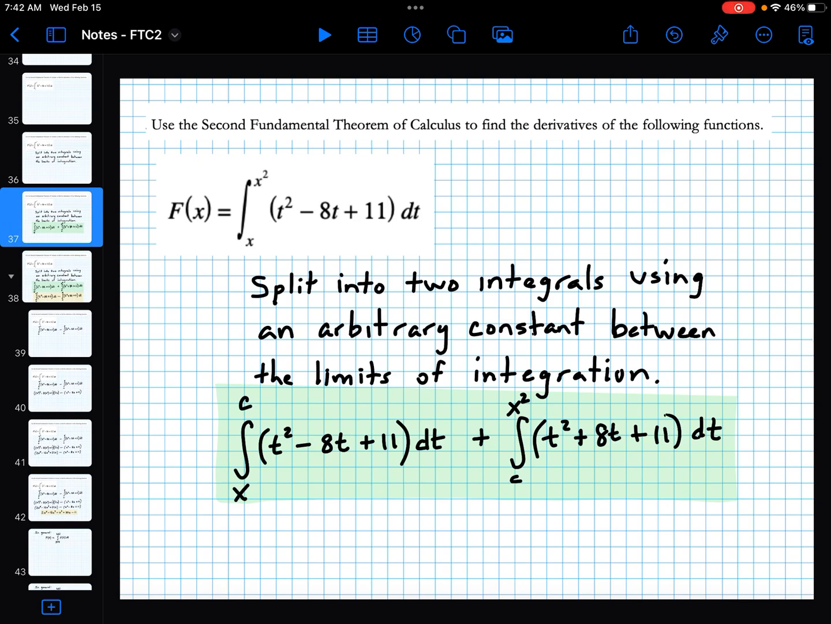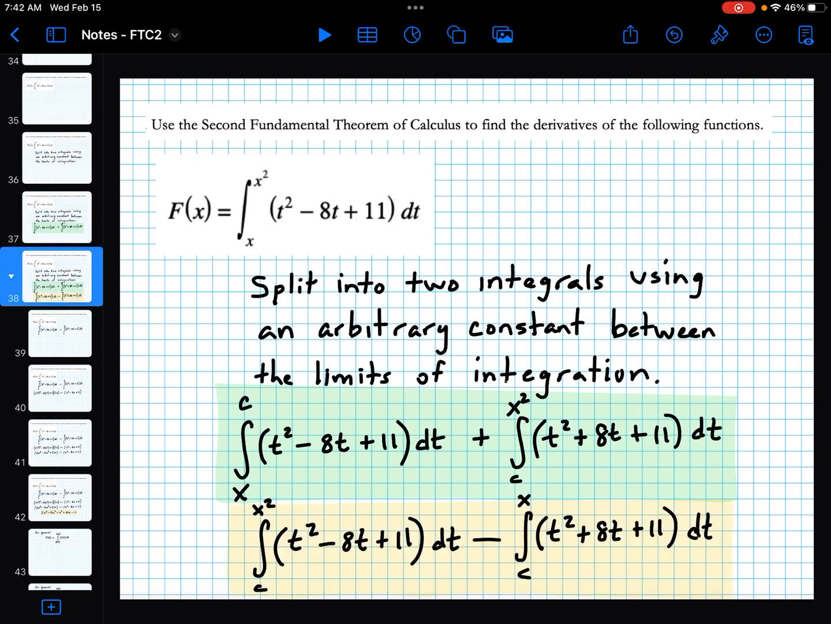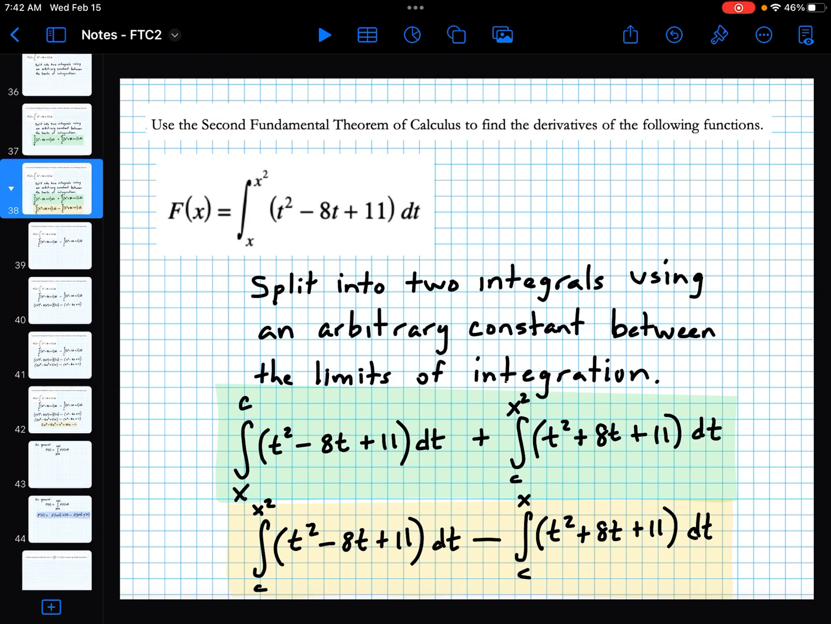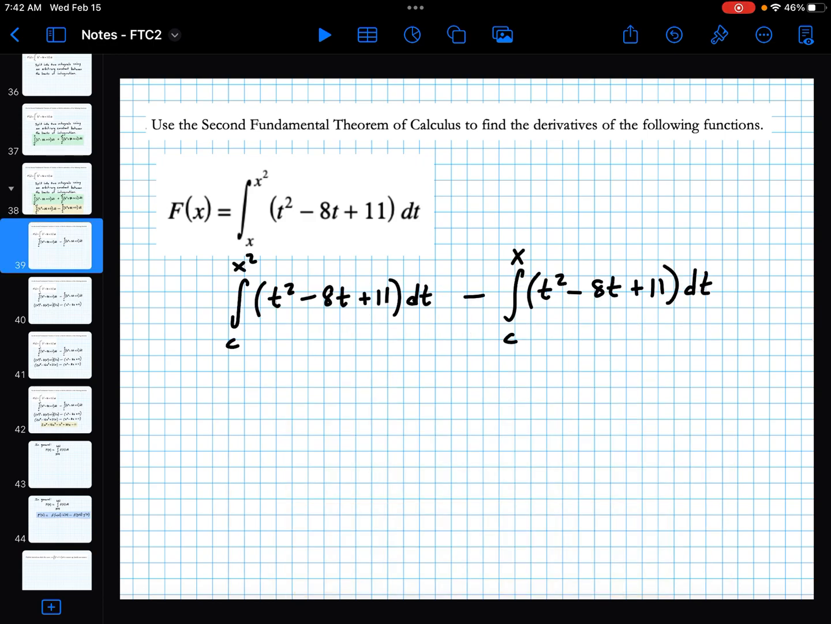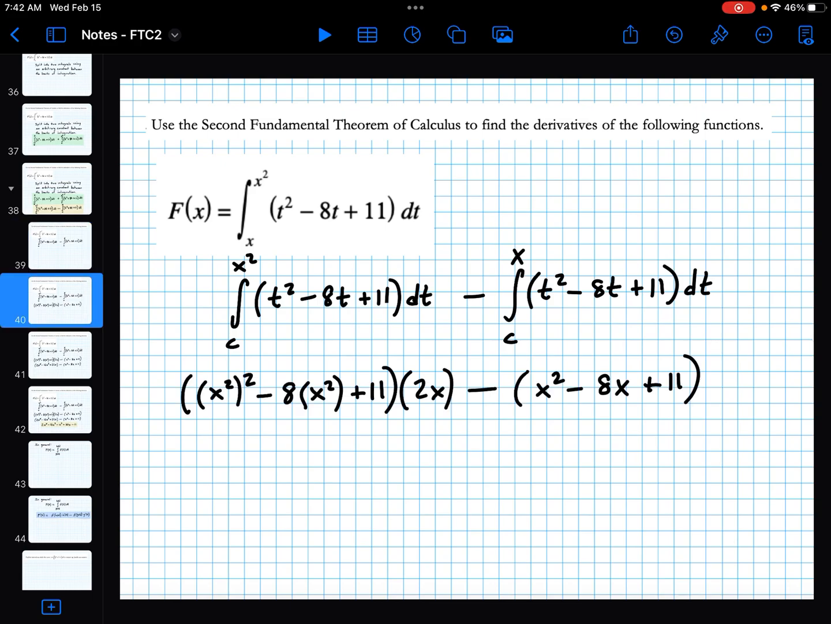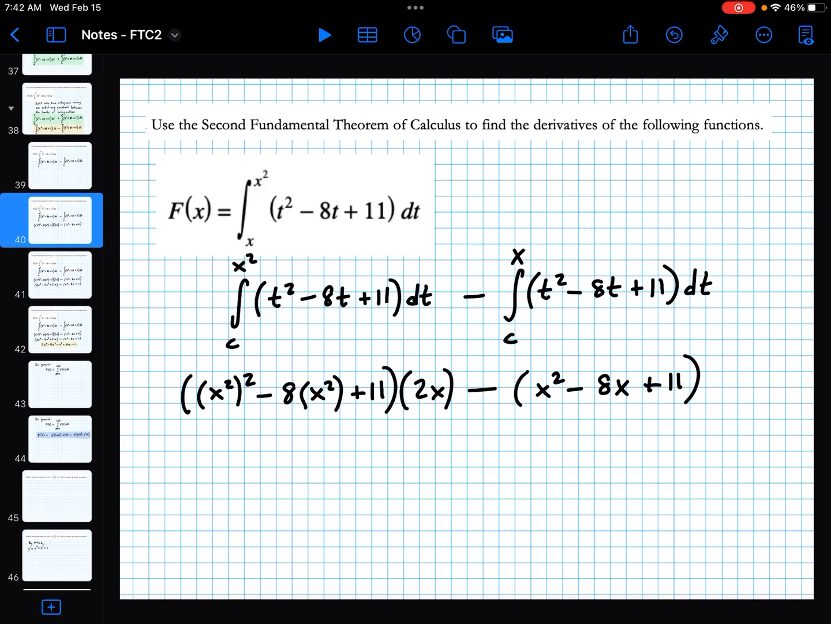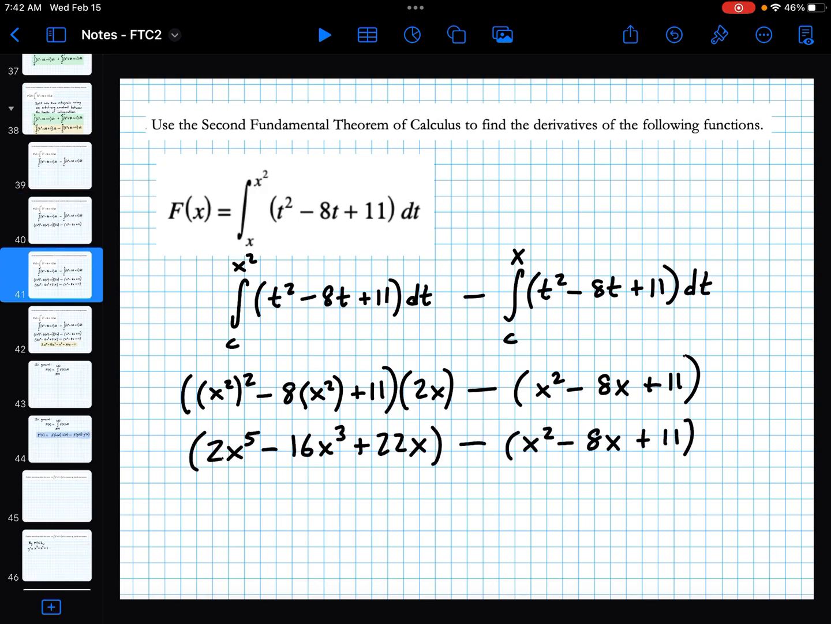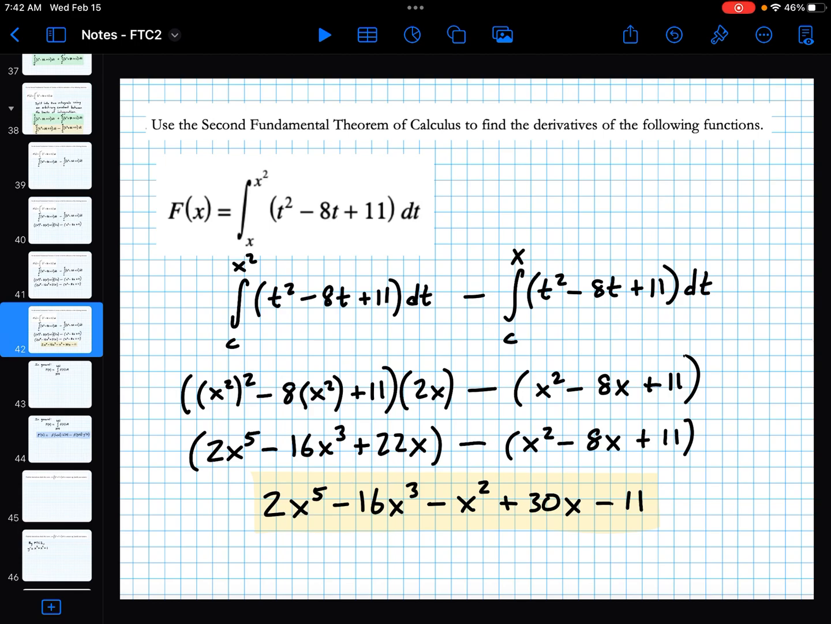I just have to put a negative sign in front of it. And when I do that, I'm going to move that one into the second place. So the definite integral from c to x squared will come first, and then I'm subtracting from that the definite integral from c to x. All right, and now I can apply the fundamental theorem of calculus part 2 to each one of these. The first one has x squared in the upper limit, so I replace all the t's with x squared, and I wind up multiplying that by the derivative of x squared, which is 2x. And the second one is just x, so I replace all the t's in the integrand with x. I'm going to do a little algebra here and clean this up, and I wind up with this final answer here.